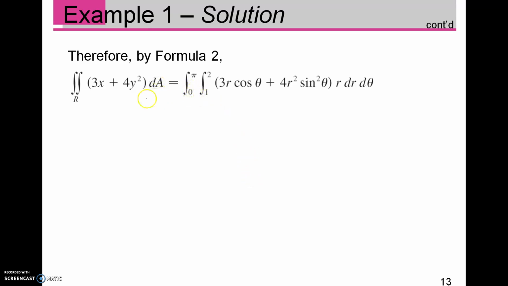So now we're taking that r from 1 to 2, like we said, and theta from 0 to pi. The x is r cosine theta, so we're just doing substitution here, and your y is r sine theta, and we squared that, r dr d theta.